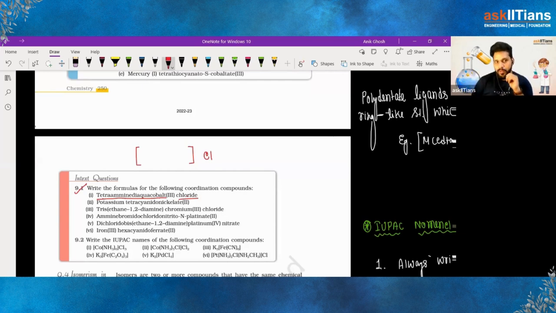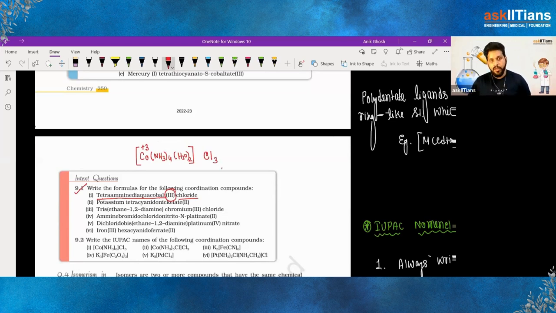Let me show you. Tetraamine diaqua cobalt. So the central metal atom is cobalt, with that you have 4 amine and 2 water. The primary valence is given as 3. That means if it is +3, guys, this is 0, this is 0. So the overall charge on the coordination sphere will also be +3. That means how many chloride do you need, guys? That's how you can find it out.